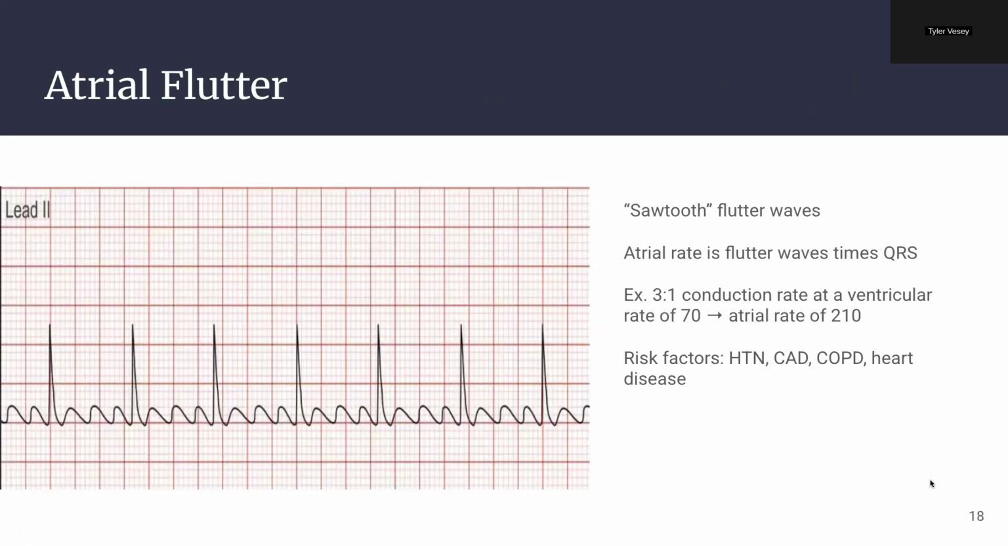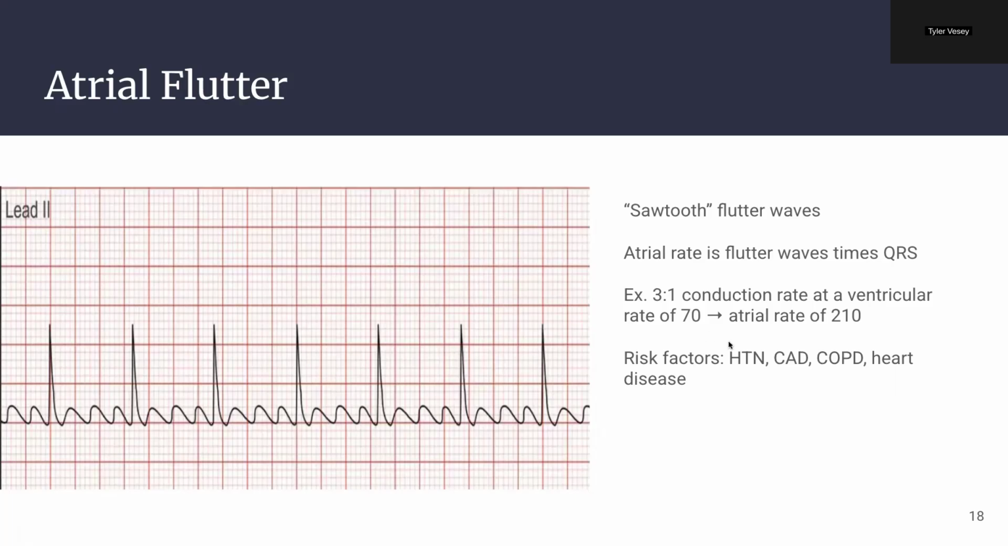Atrial flutter. This is kind of a precursor for AFib. We have sawtooth flutter waves, so they all look about the same. The atrial rate to calculate that is going to be basically however many flutter waves you have times your QRS. So say if you have 3 flutter waves for every QRS and your ventricular rate, so the amount of complexes you have, your QRS is at a rate of 70, your atrial rate is at 210. So the top of your heart is contracting 210 times a minute while the bottom is only contracted 70.